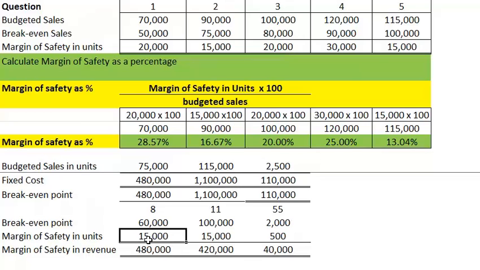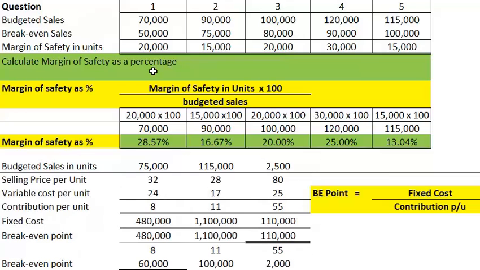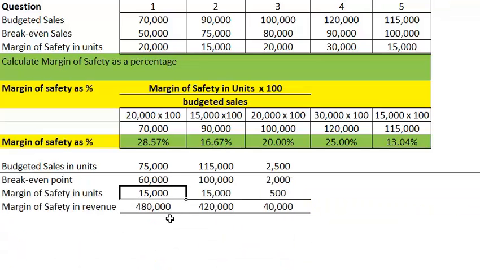When you multiply 15,000 units by selling price of 32 pound per unit, we get a margin of safety in revenue of 480,000.